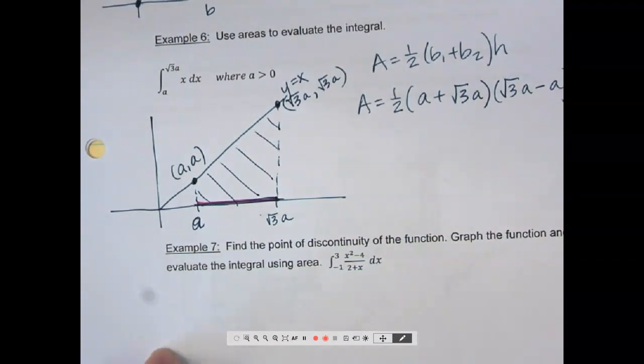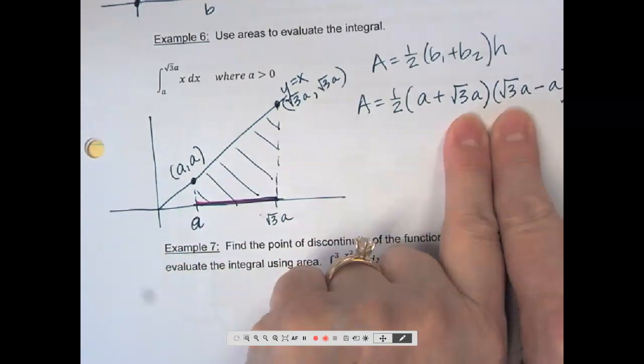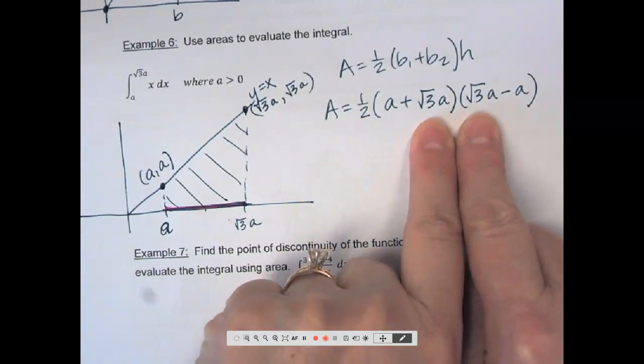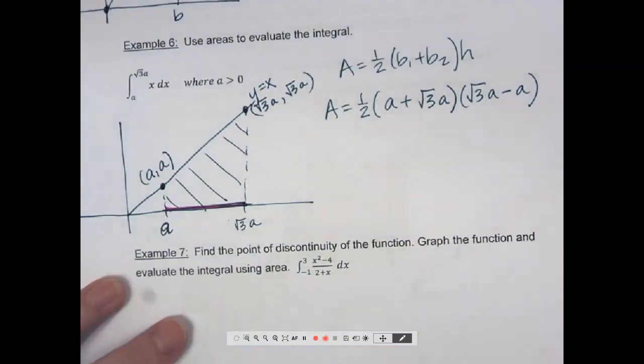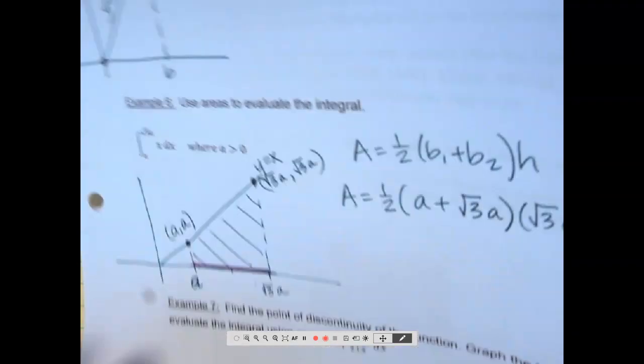Okay, so we could FOIL it, but because we're running short on time, we're not going to FOIL it. But I do have this one question. If I multiply these two, what do I get? 3a squared. Okay. All right. I'm going to leave it like that. Okay. Last one. We can do it.